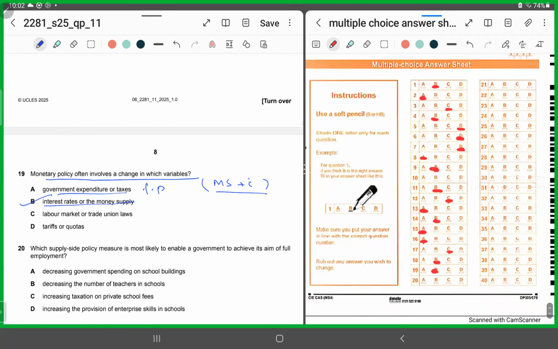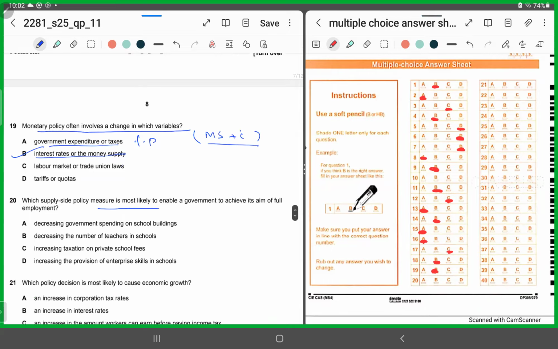Number 20. Which supply side measure is most likely to enable a government to achieve its aim of full employment? We know supply side measures aim to increase the aggregate supply, the productive potential of the economy. But they're saying which supply side policy will most likely help a government achieve full employment? A says decreasing government spending on school buildings. B says decreasing the number of teachers in schools. And C says increasing taxation on private school fees.